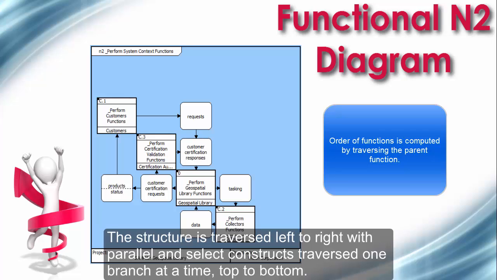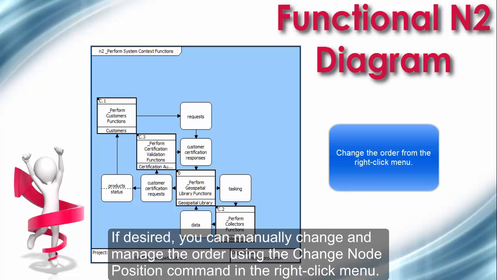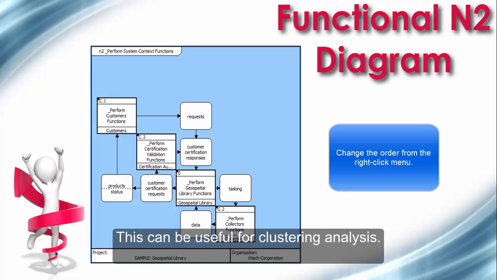The structure is traversed left to right, with parallel and select constructs traversed one branch at a time, top to bottom. If desired, you can manually change and manage the order using the Change Node Position command in the right-click menu. This can be useful for clustering analysis.